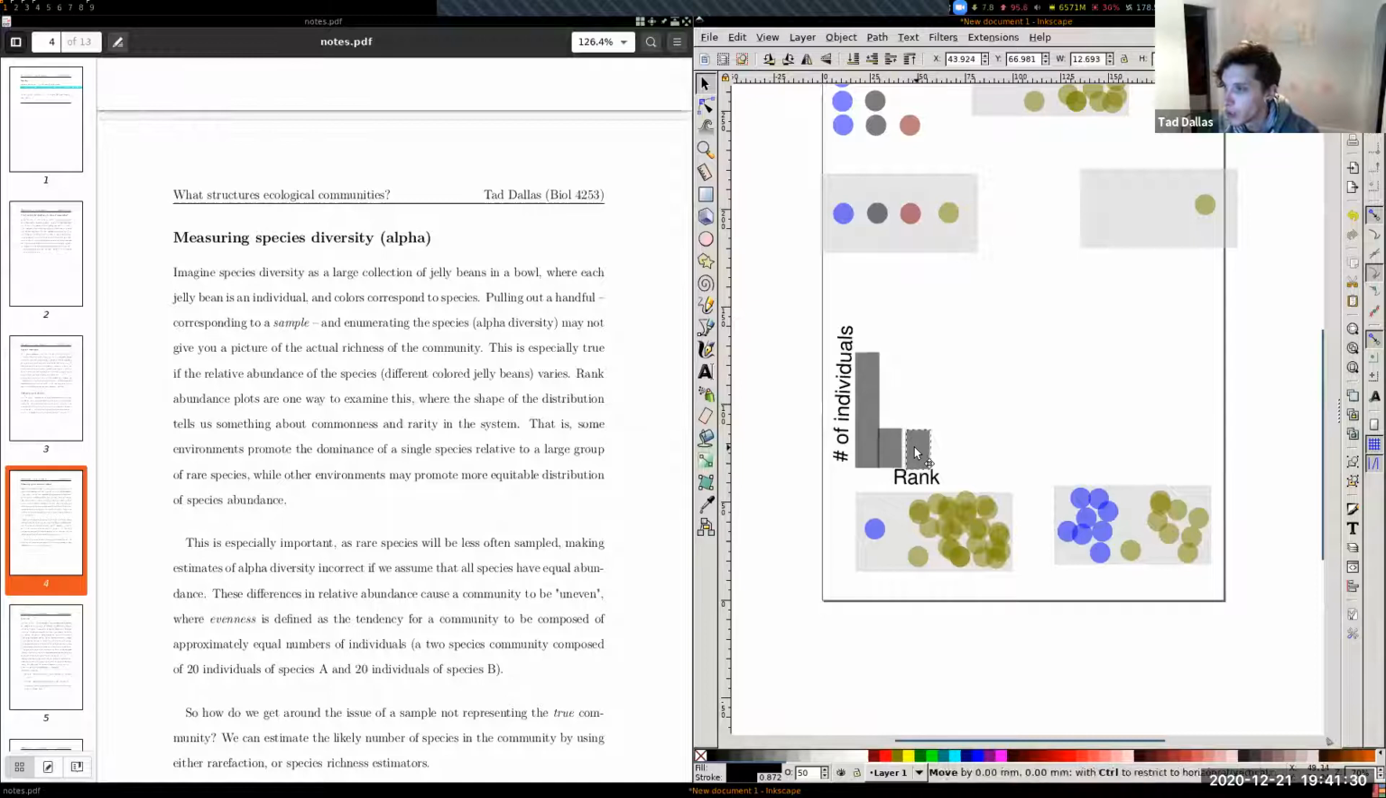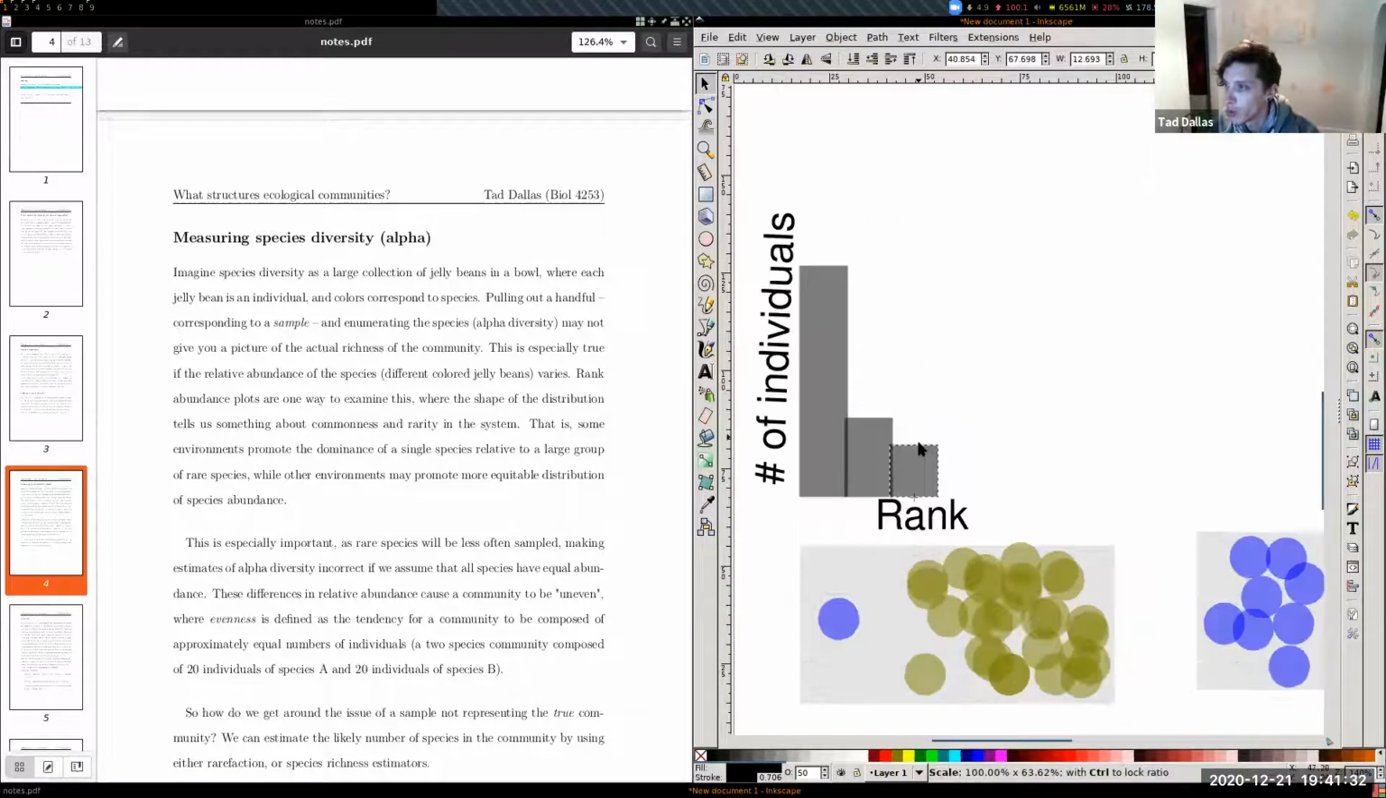And so essentially, rank meaning we just order the species. So this is species 1, and this is species 2. And we rank them by their abundance, so it's highest abundance first. This one corresponds to this, and this one corresponds to this. And this should actually probably be even lower, right? Because it's one individual.